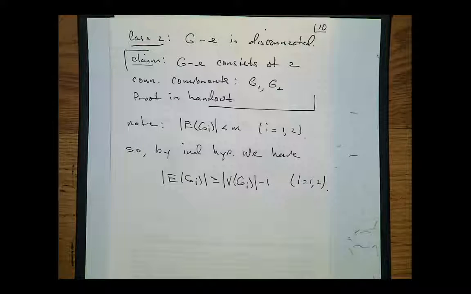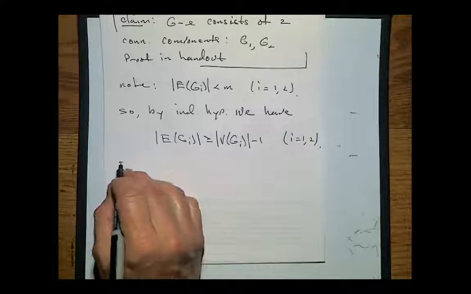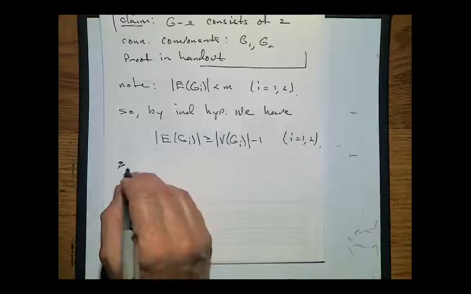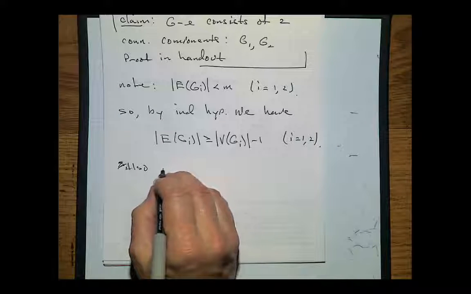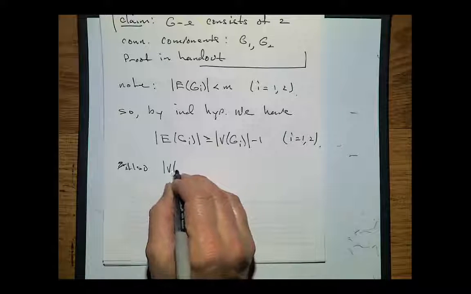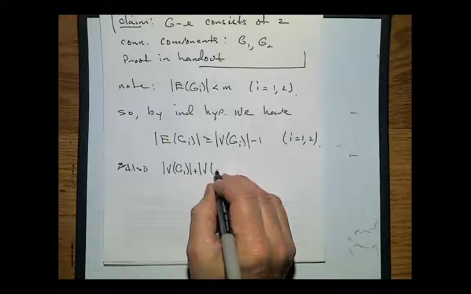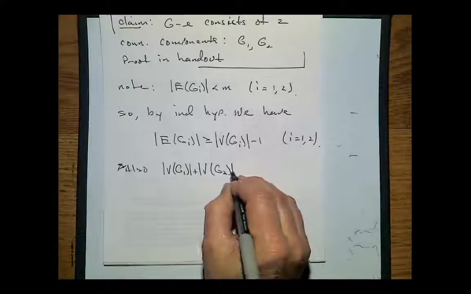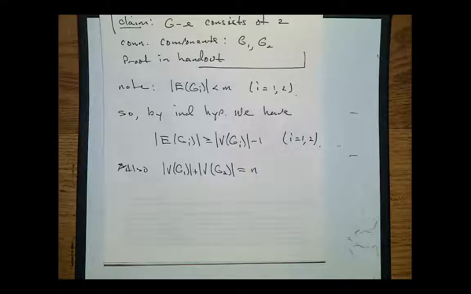Okay. So what did we do in lemma 1 at this point? We just then said, oh yeah, also the number of vertices in G1 plus the number of vertices in G2 equals n, since no vertices were removed.